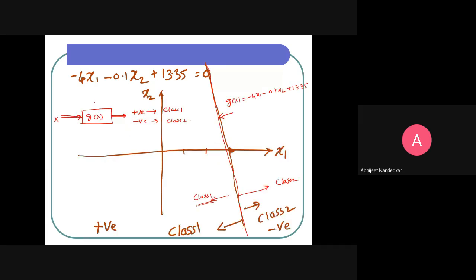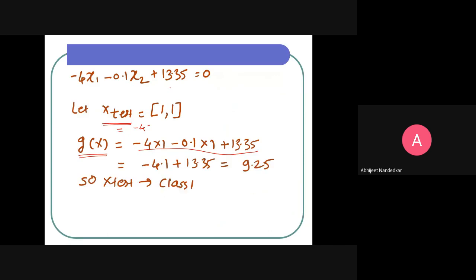So where is this? This is minus 4 x1 minus 0.1 x2 plus 13.35. So this is my g of x. Now what we have to do is substitute this (1, 1), the given sample, here. So 1 will go here and this other 1 will go here.